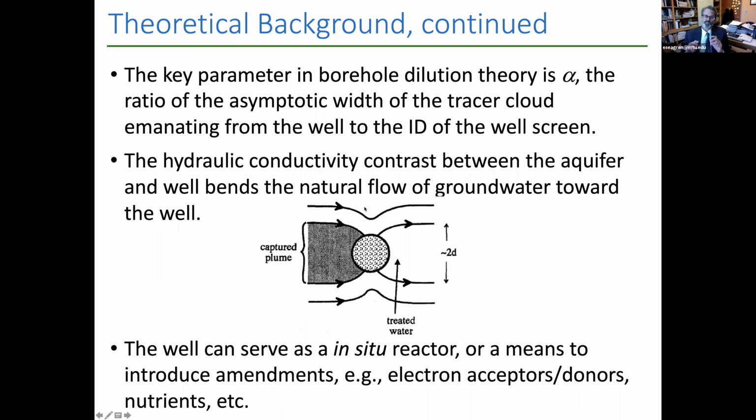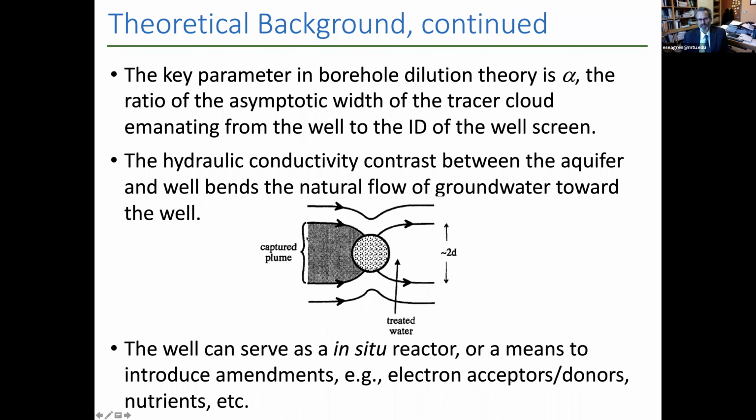So the key parameter here in borehole dilution theory is usually called alpha. That's the ratio of how wide the plume emanating from the well is compared to the internal diameter of the well screen. And as I mentioned, what causes this phenomenon is that you've got a higher hydraulic conductivity or permeability here in the well.